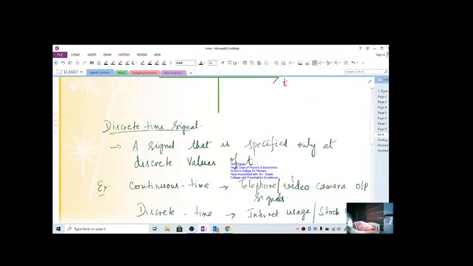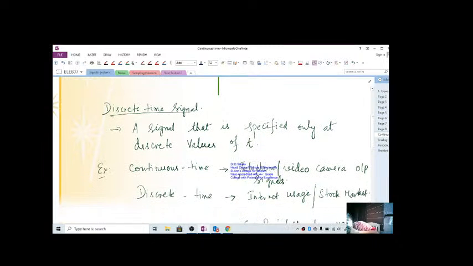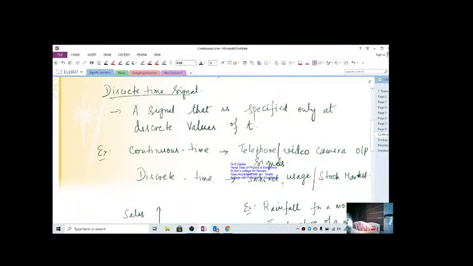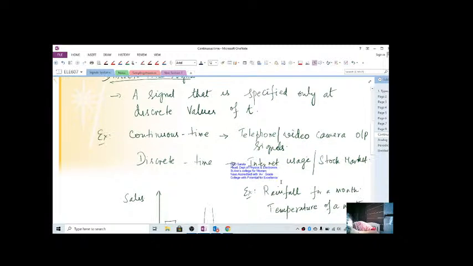Then a discrete time signal is a signal that is specified only at discrete values of t. Continuous time is like your telephone and radio signals, and discrete time is like, let's suppose you are studying your internet usage over a period of 15 days. You can just say, morning 9 to 10, how is it? From 10 to 11, how is it? At different intervals you are taking, then it becomes discrete. You are not monitoring continuously; at every hour or every half hour you are watching.